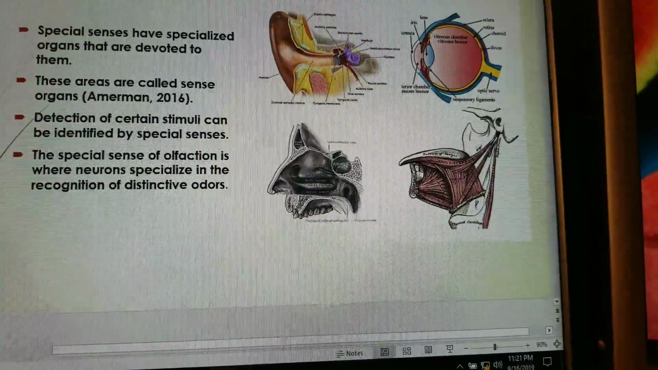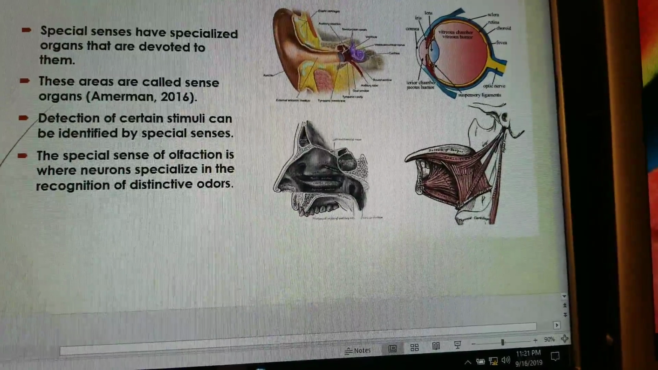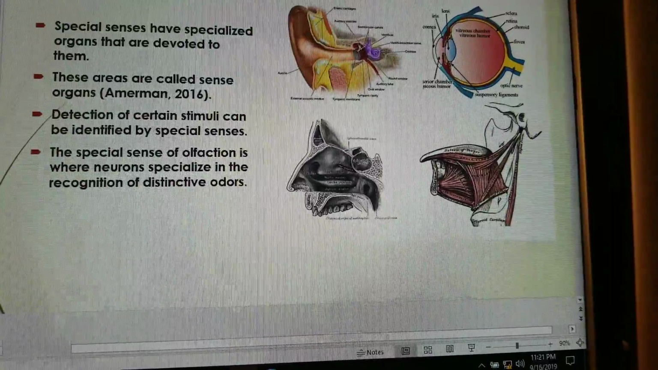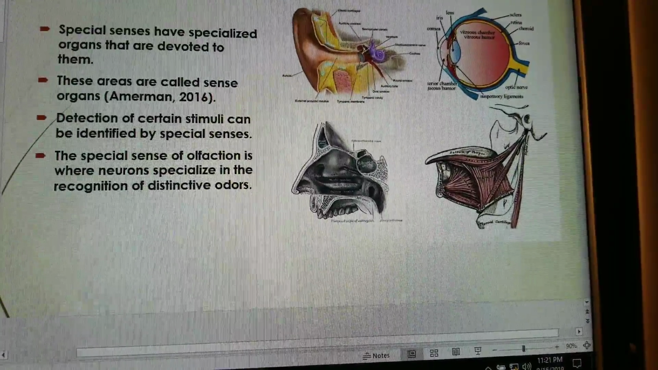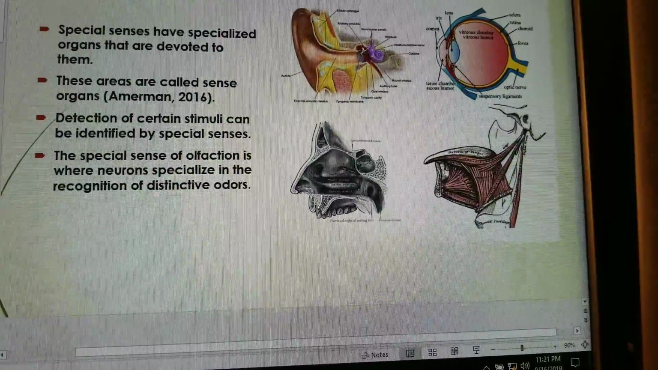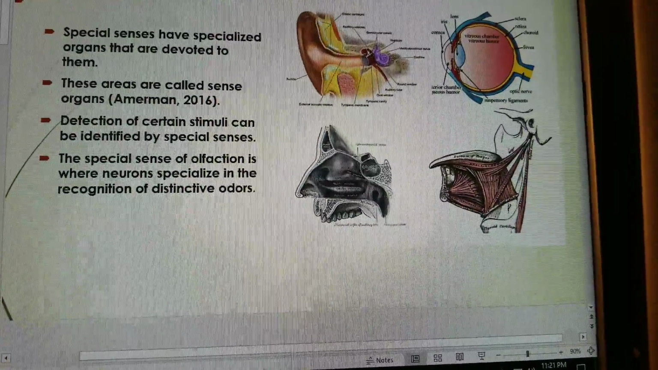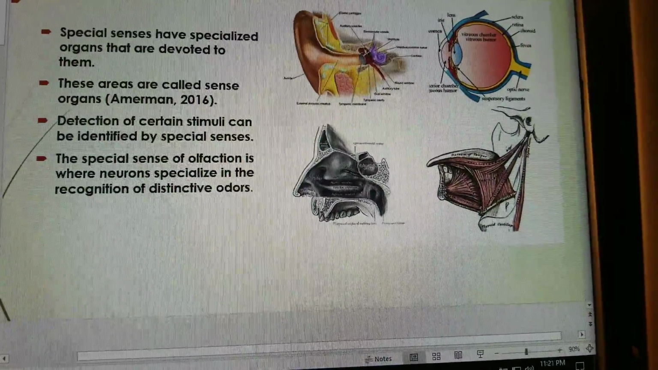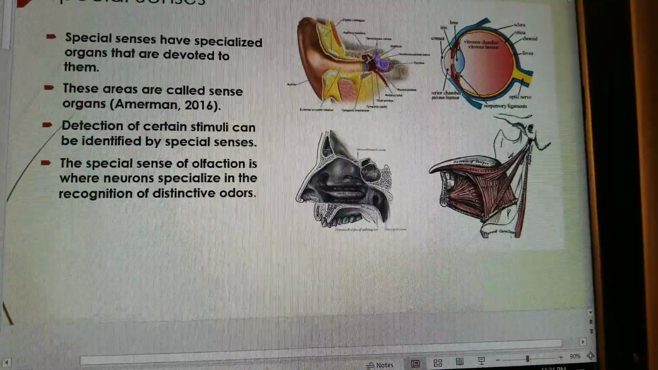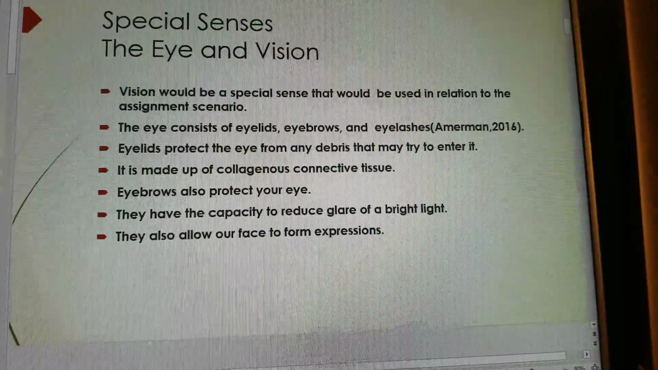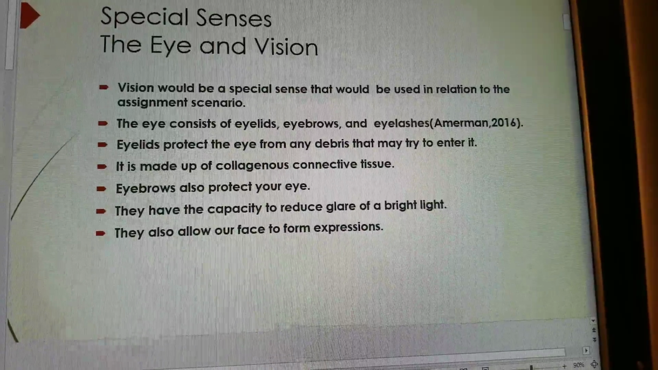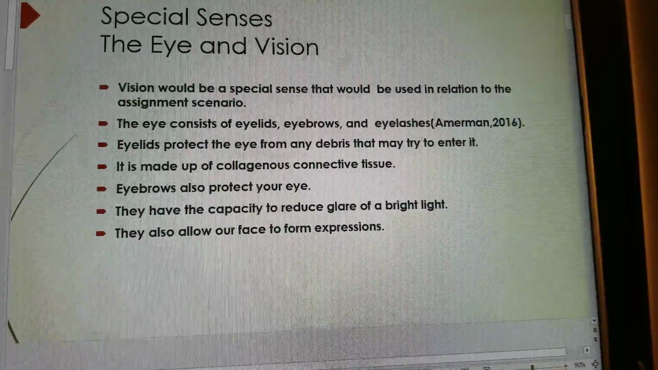Special senses have specialized organs that are devoted to them. These areas are called sense organs. Detection of certain stimuli can be identified by special senses. The special sense of olfaction is where neurons specialize in the recognition of distinctive odors. Vision would be a special sense that would be used in relation to the assignment scenario.